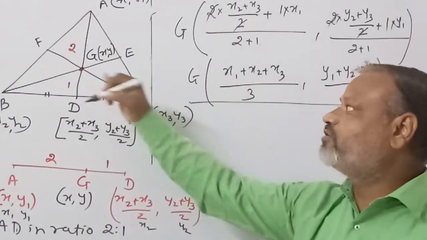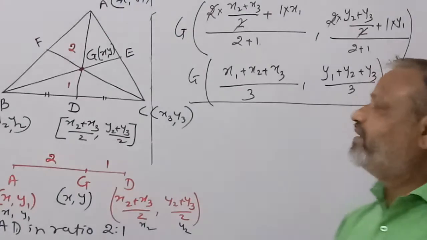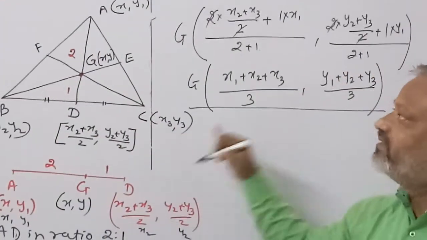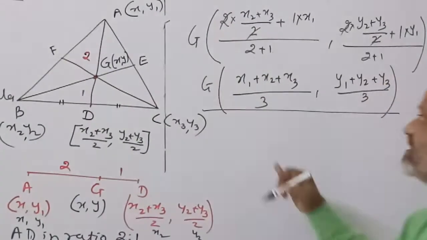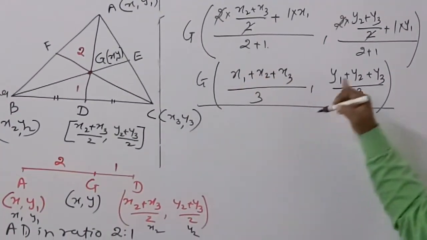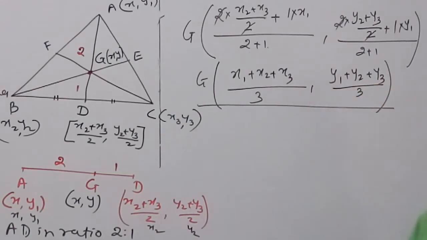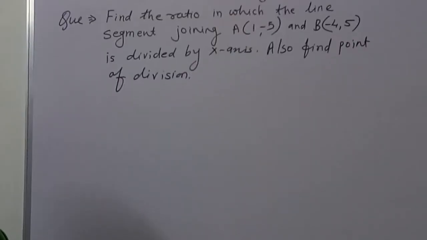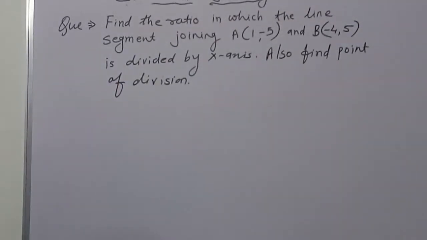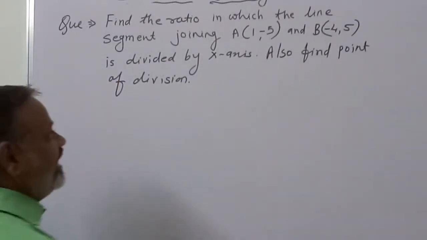G is the centroid of triangle ABC whose vertices are x1 y1, x2 y2 and x3 y3. Then the coordinate of G is given by x1 plus x2 plus x3 upon 3 and y1 plus y2 plus y3 upon 3. Now one question, find the ratio in which the line segment joining A and B.